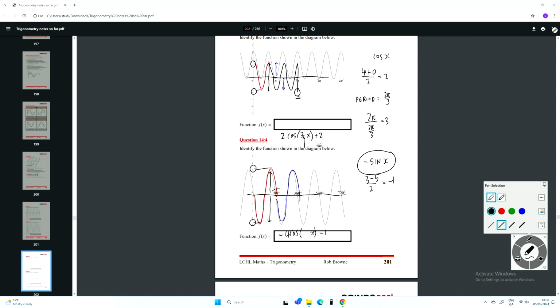And notice here, the period of this graph is 180 degrees, because once you get to 180 on the x-axis, we start repeating ourselves. So a full circle, in this case 360 degrees, divided by the period, 180, is equal to 2. And that's the number that goes in front of the x. So that graph there is minus 4 cosine 2x minus 1.